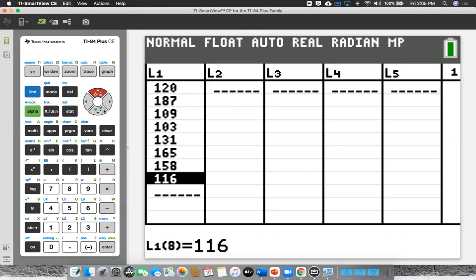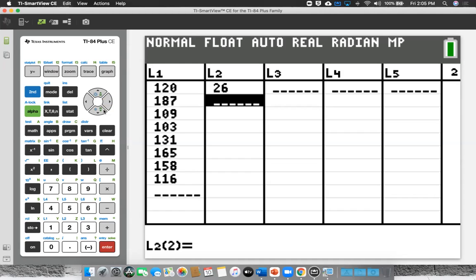Okay. Directly across from that in L2 is going to be that person's backpack weight. Be careful because this one you got to put in order. So the person who weighed 120 pounds, their backpack was 26. So that one has to be 26. 26 can't be anywhere else. It has to be right next to the person who's 120 because that's a person. It represents a person.